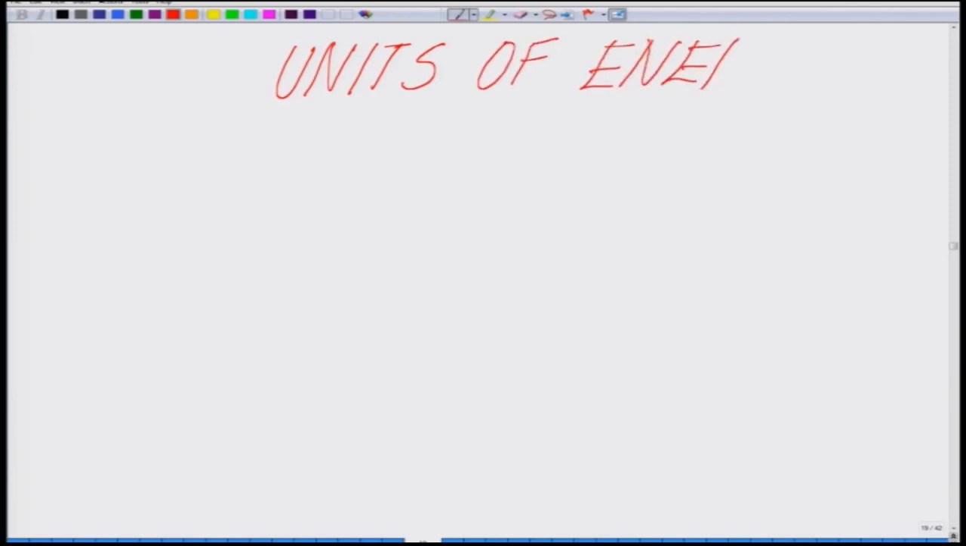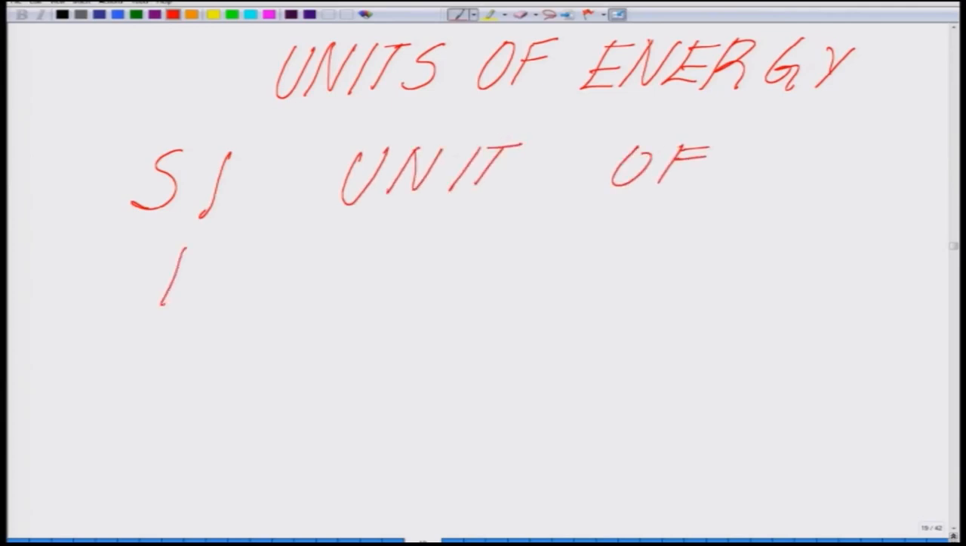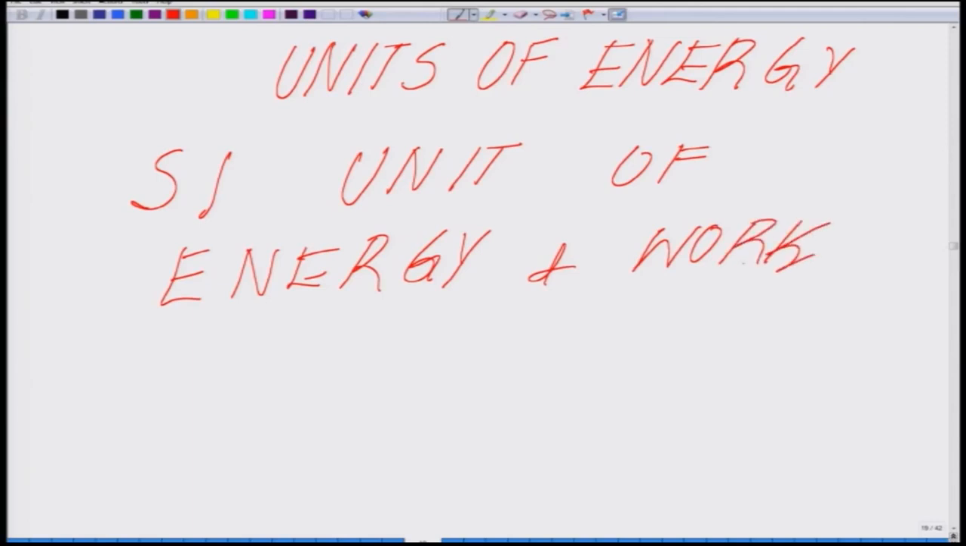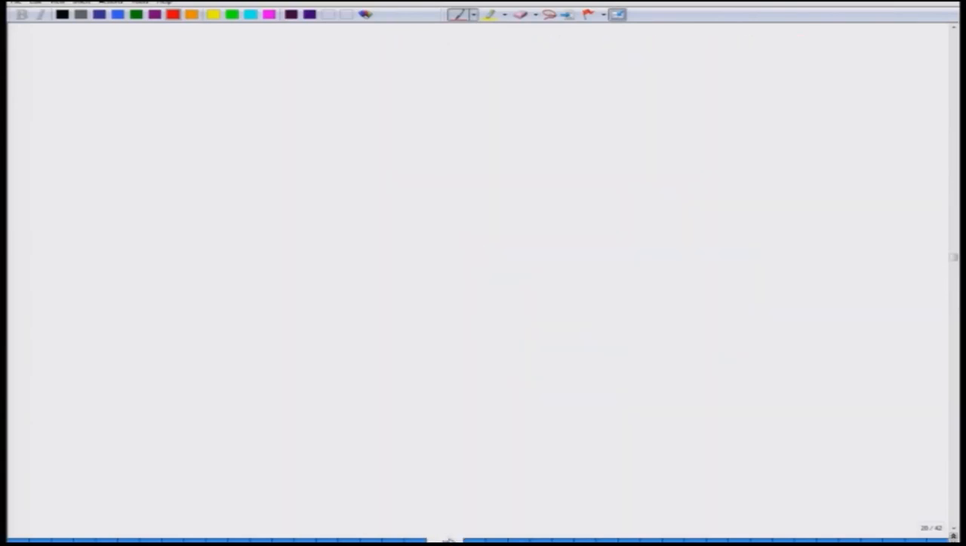The major unit of energy, which is called the SI unit, the standard international unit, of energy and work is the joule, named after James Joule, and it is represented as J. Now, there is another unit which is very commonly used, which is also called the British Thermal Unit or BTU.